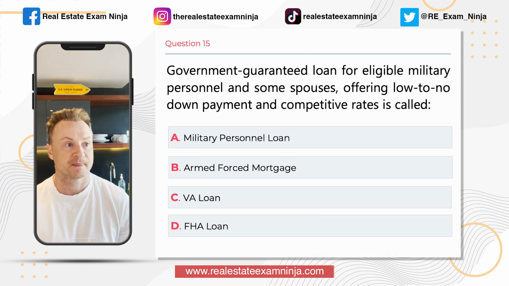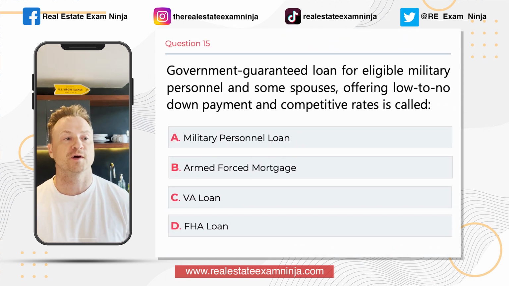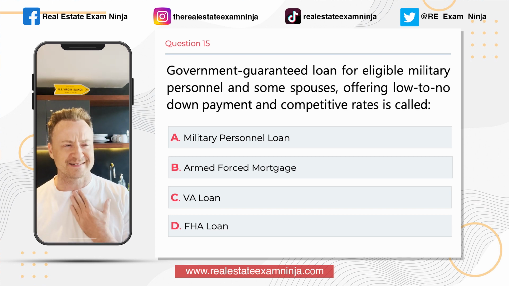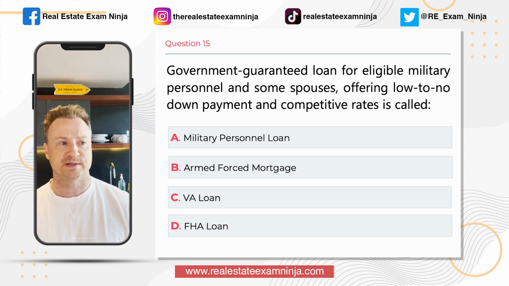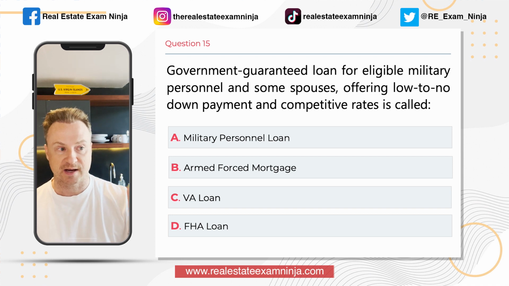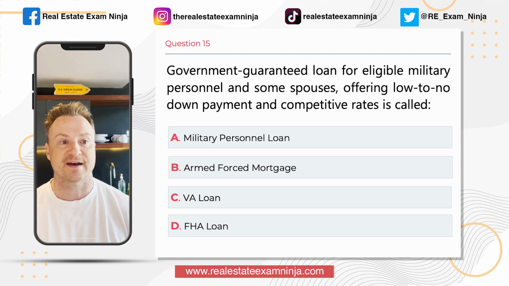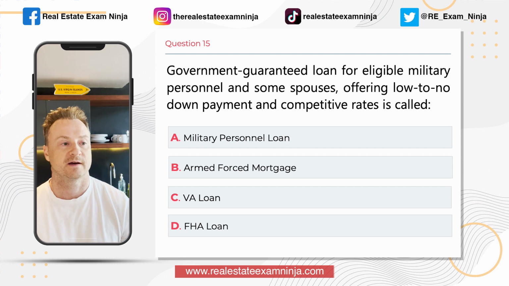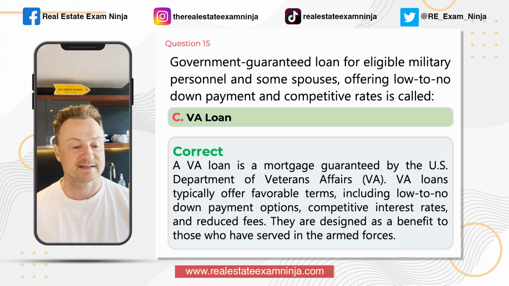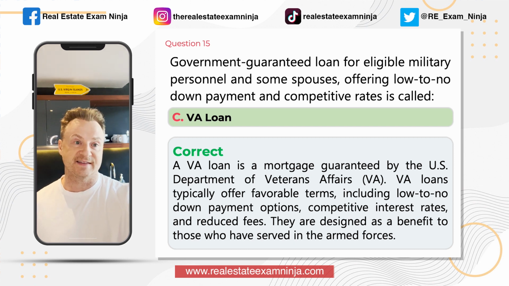Next question. Government guaranteed loan for eligible military. Oh, I think I gave this one away earlier. Were you paying attention? Government guaranteed loan for military personnel and some spouses, offering low to no down payment and competitive rates, is called what? The key word is military. VA, Veterans Affairs. I've done tons of work with the VA. Love the VA.